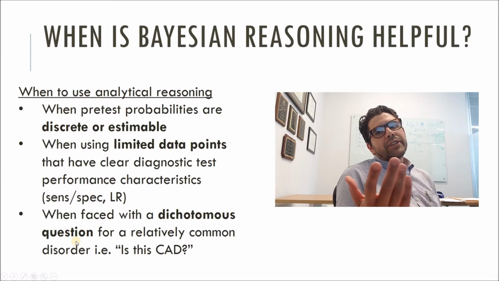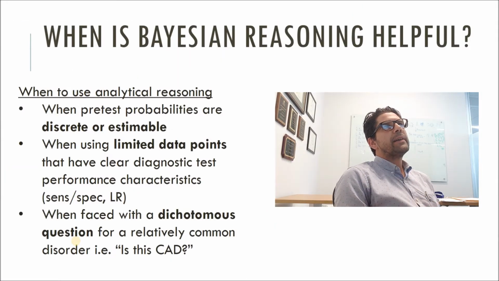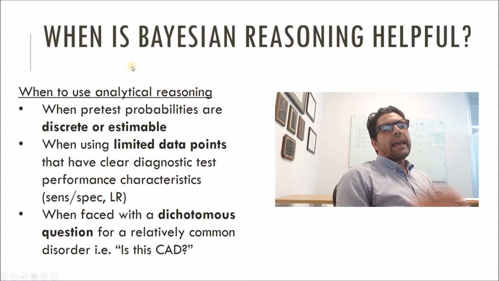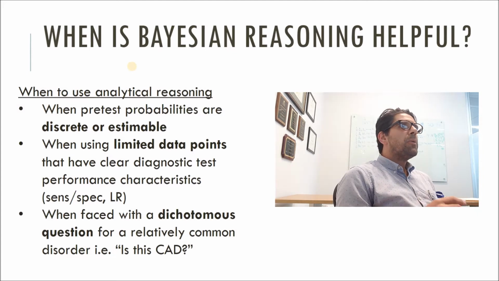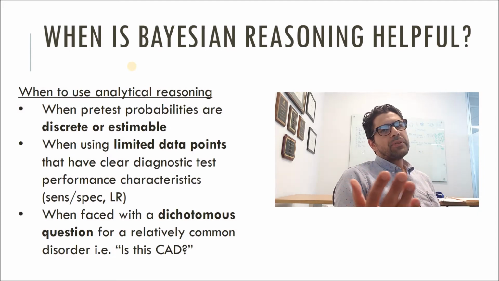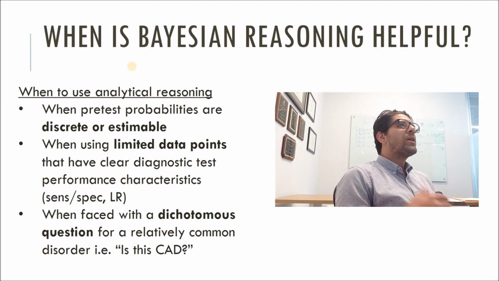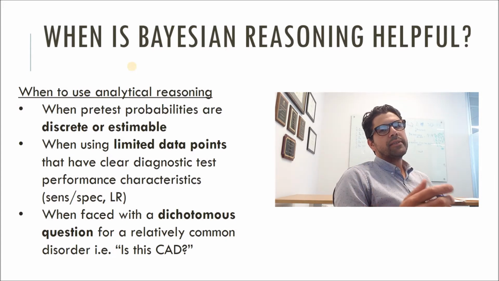So then you're wondering, when should I actually use this? When should I actually teach this? Well, here's when I think it's helpful. We should use analytical reasoning when we have pretest probabilities that are discrete or easily estimable. So if we have a well-established prevalence in a population, or we have risk calculators that can tell us those prevalences in populations, then I think it's an appropriate time to use Bayesian reasoning.